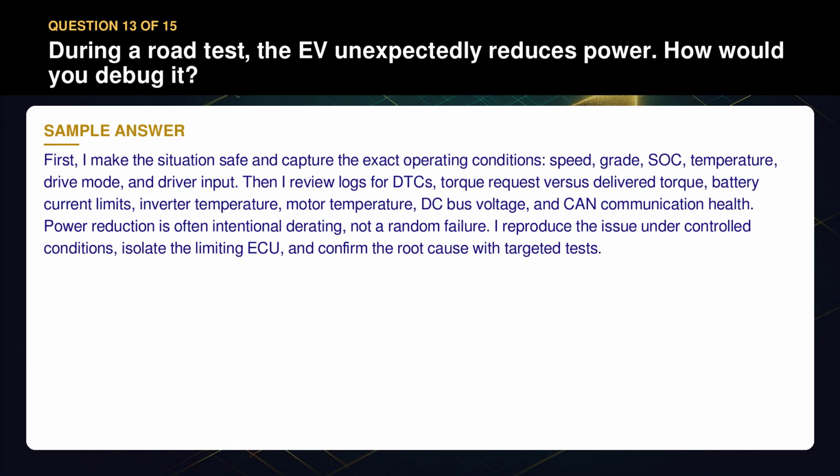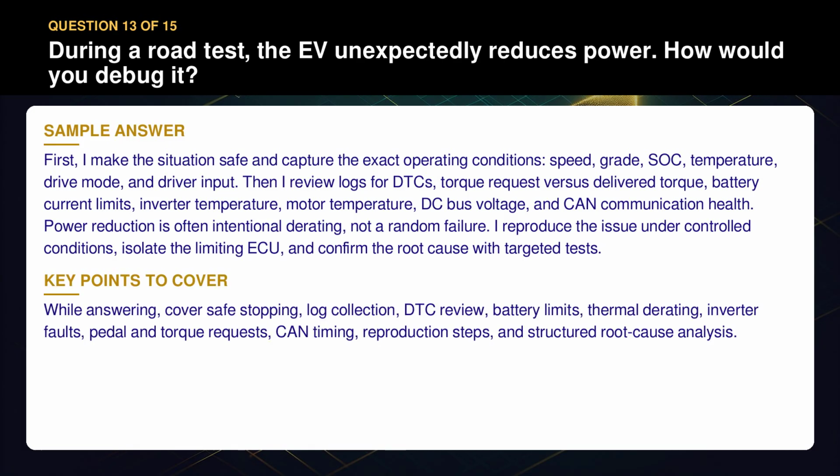Power reduction is often intentional derating, not a random failure. I reproduce the issue under controlled conditions, isolate the limiting ECU, and confirm the root cause with targeted tests. While answering, cover safe stopping, log collection, DTC review, battery limits, thermal derating, inverter faults, pedal and torque requests, CAN timing, reproduction steps, and structured root cause analysis.